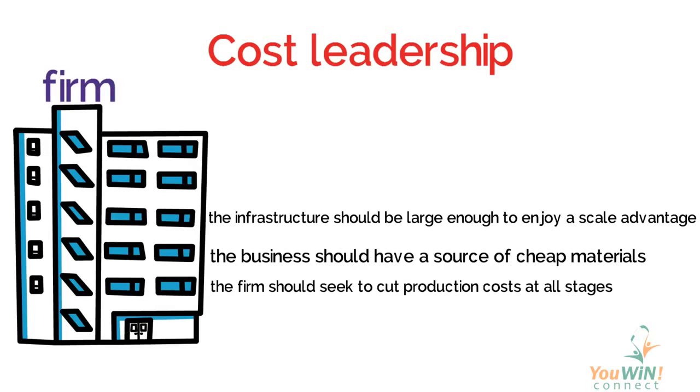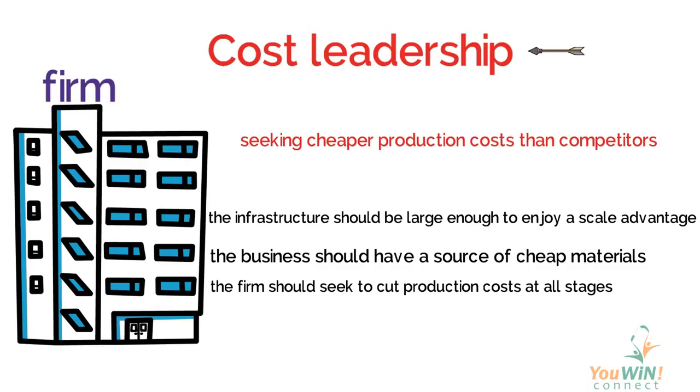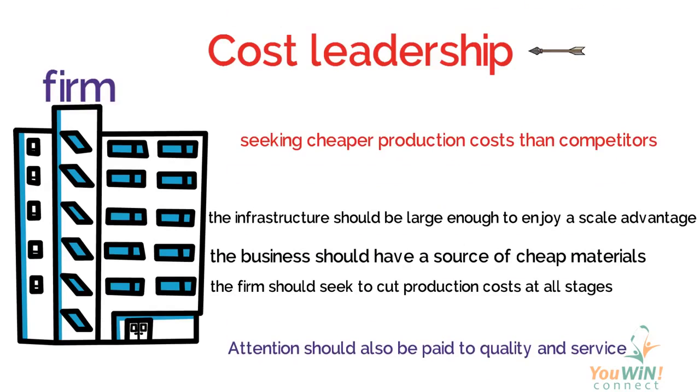What this means basically is that you are using cost as an advantage, and you must look at all of the elements of the chain that leads to your production and find a way in which you would have reduced cost for all of these stages in the cycle of your production. The foundation for all of the business's strategy is basically seeking cheaper production costs, cheaper than that of your competitors. Attention should also be paid to quality and service.